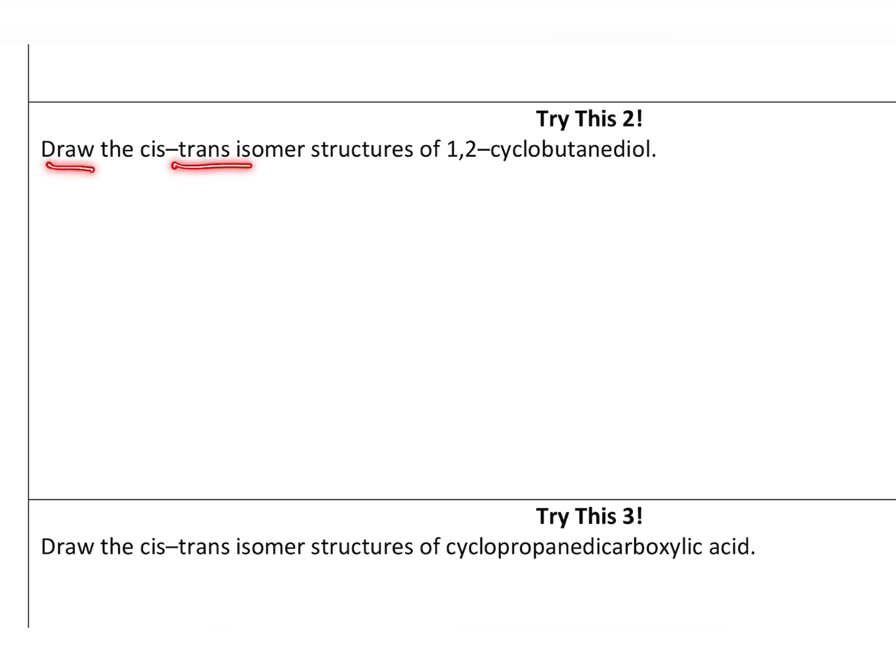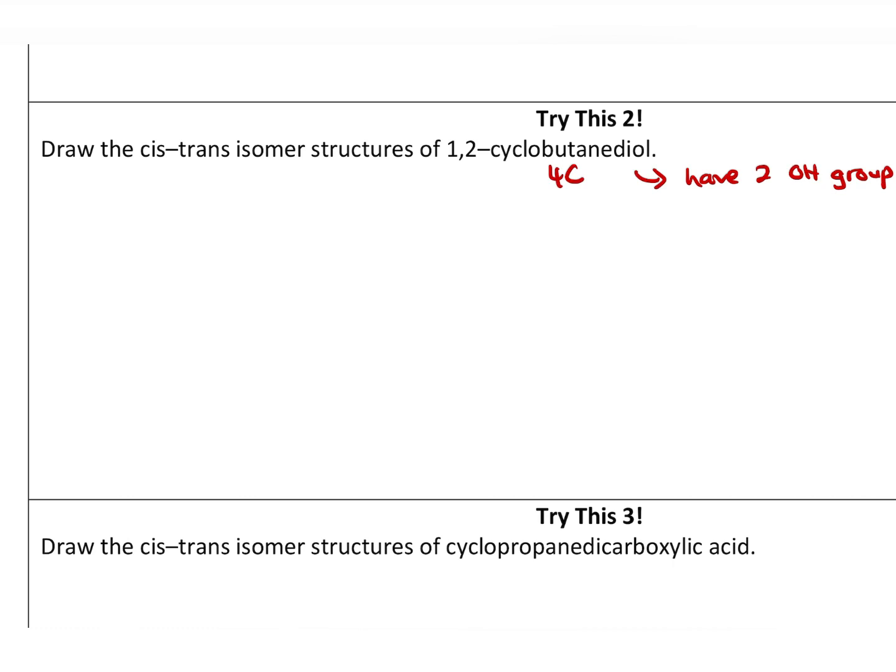Because the question asks you to draw cis-trans isomer for 1,2-cyclobutane diol. Okay, cyclobutane. That means this is a cyclic structure. Okay, so how many carbons does the cyclic structure have? Butane. Butane means 4 carbon. Diol, what does diol mean? Okay, 4 carbon. Diol means have 2 OH groups. Okay, diol. 2 alcohols. Okay, so that's roughly it.